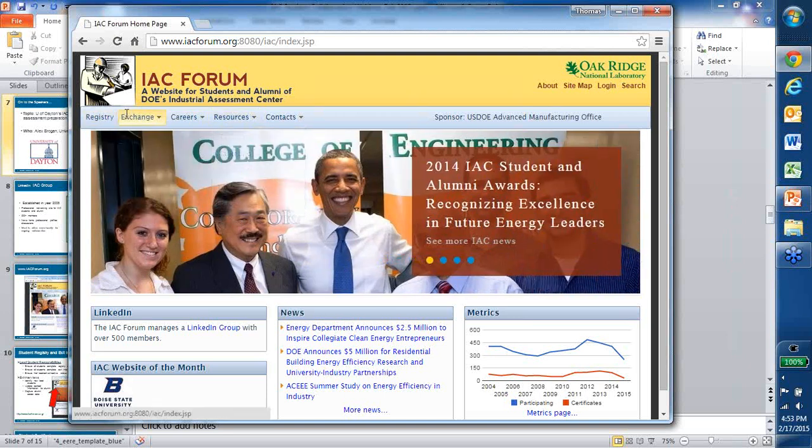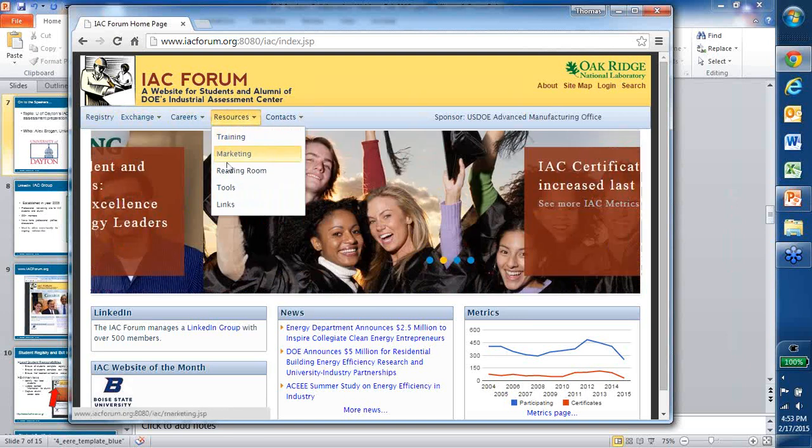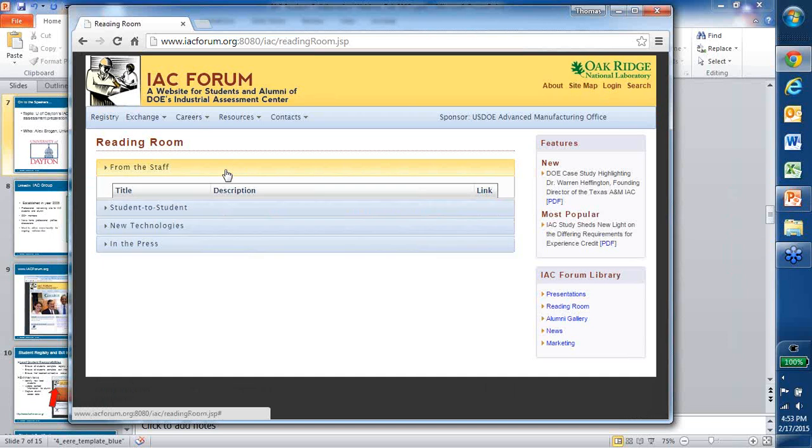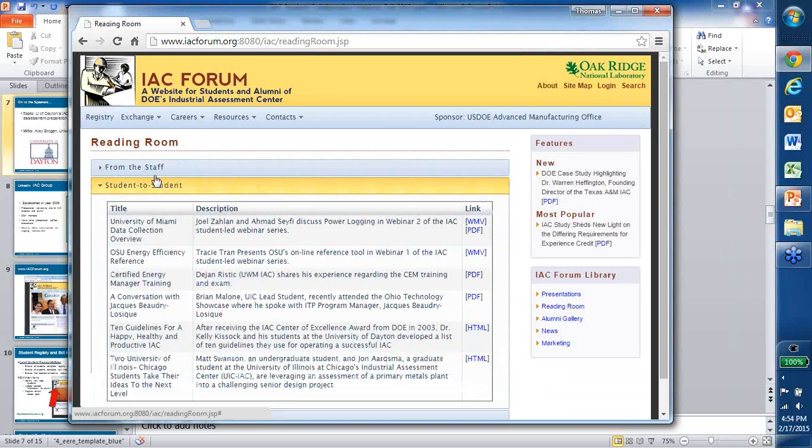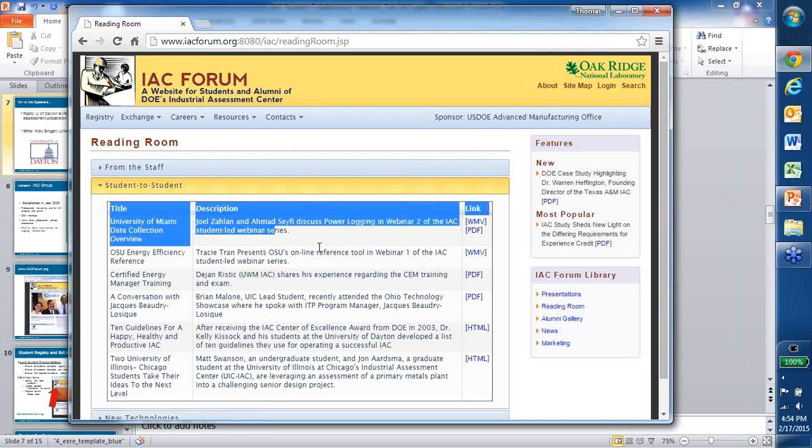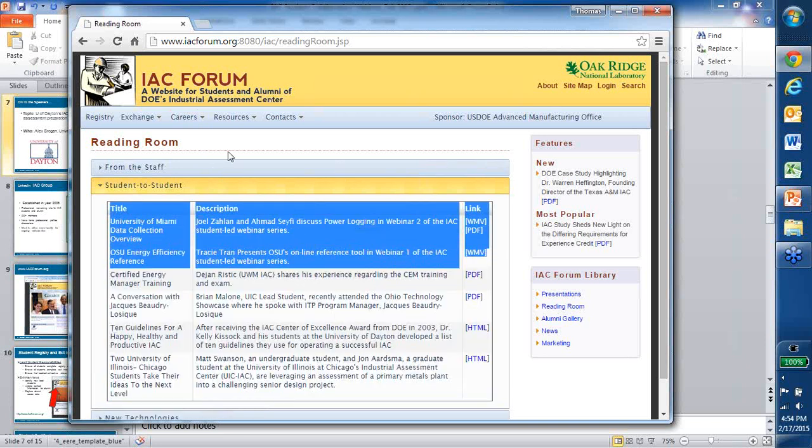There's this nice little toolbar up top, and if you look under resources and then in our reading room, we have the past recordings listed under the student-to-student interactions. Going forward, once we're at a critical mass, we're going to pop this out and put it somewhere where it's a little easier to find. But for the time being, here they are. We'll add Alex's presentation recording to this soon, and then going forward, hopefully we just keep adding on.